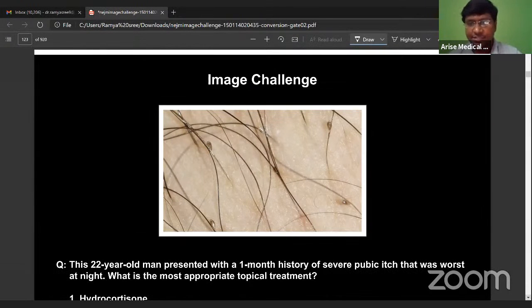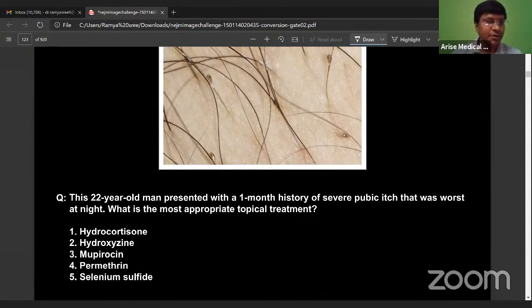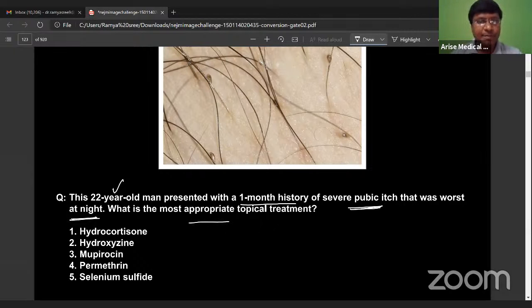This is another very interesting question. Observe the image properly. A 23-year-old man presented with a 1-month history of severe pubic itch, very severe, that was worst at night. What is the appropriate topical treatment you will give to the patient? Hydrocortisone, hydroxyzine, mupirocin, permethrin, selenium sulfate.